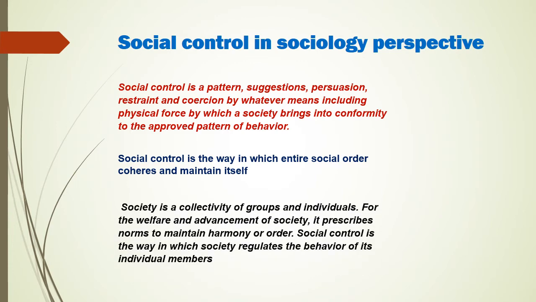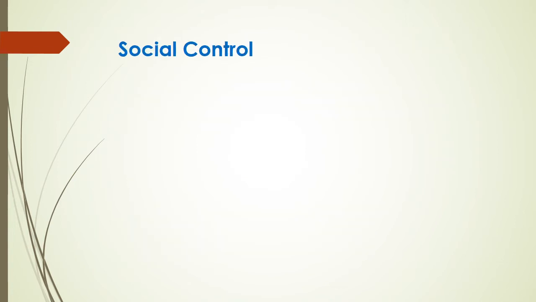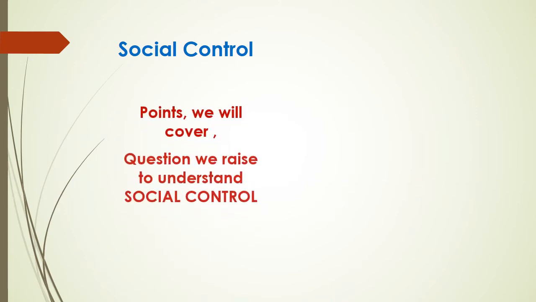Society is a collectivity of groups and individuals. For the welfare and advancement of society, it prescribes norms to maintain harmony or order. Social control is the way in which society regulates the behavior of its individual members. Social control: these are the points we are going to cover now.